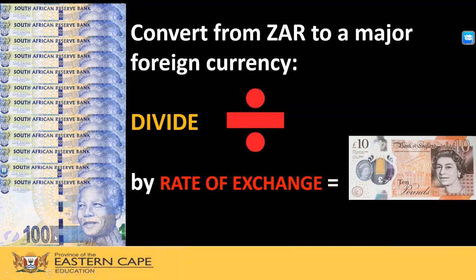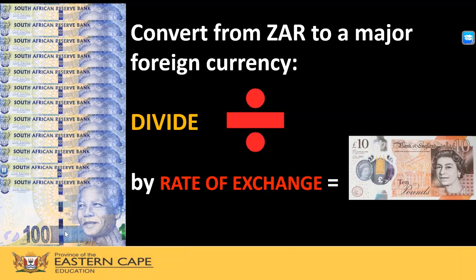On the left-hand side of your screen, you see a whole lot of 100 rand notes. Those are South African currency. We are going to be converting those South African rands into a major foreign currency. Now, this is one of the first rules that we need to take into account, and that is when we convert from South African rand into a major foreign currency, the rule tells us that we must divide.